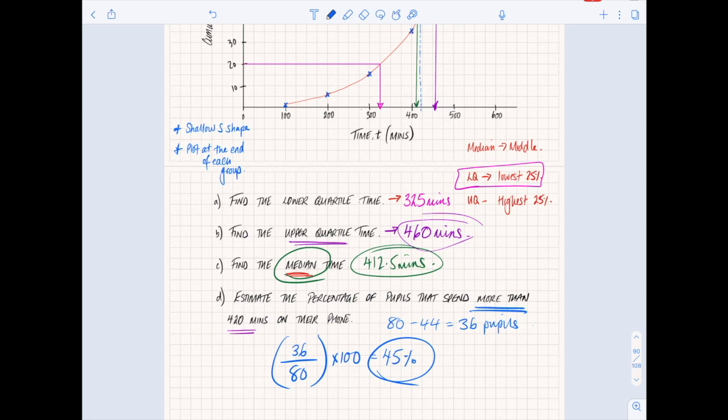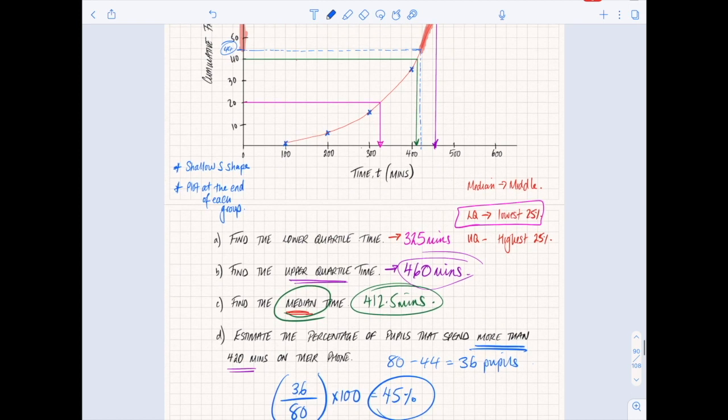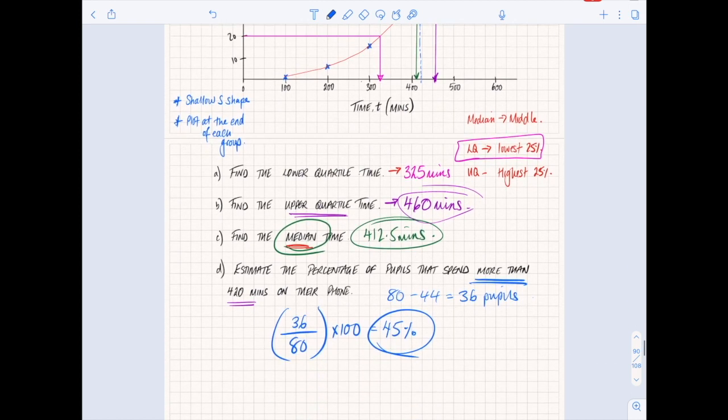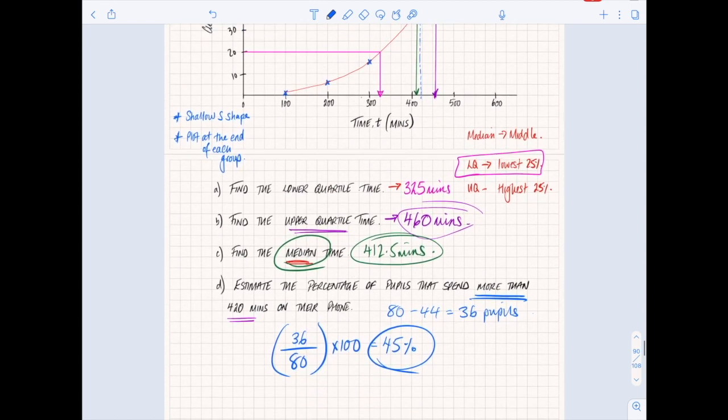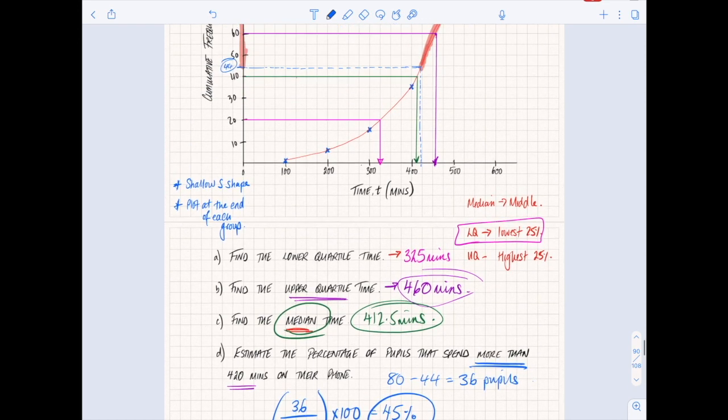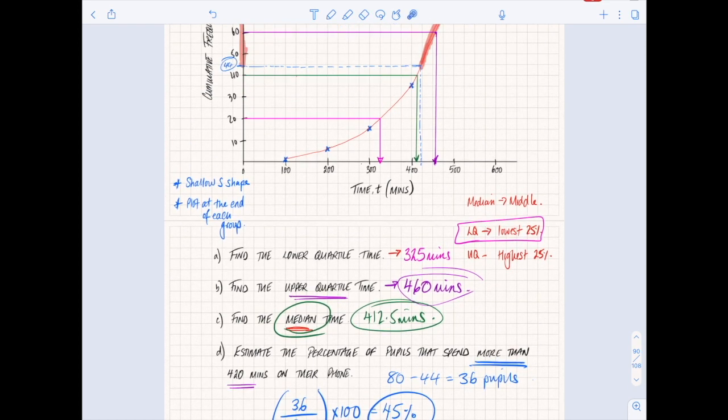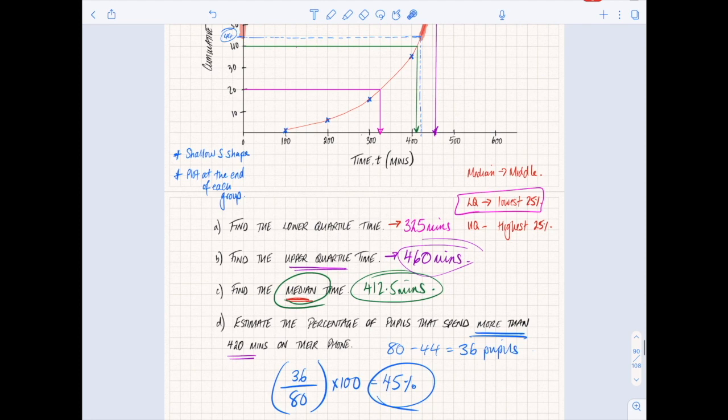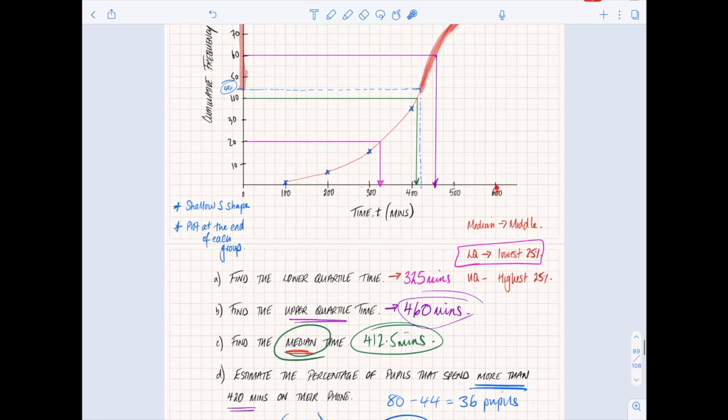If it asked me for how many spend less than 420 minutes, well, it would then be 44 pupils out of 80, times 100. So that's how you can use a cumulative frequency graph. What you could also do, if you have checked the box plot video, is use this information to plot a box plot, because we've got our lowest value, a lower quartile, a median, an upper quartile, and our maximum time here of 600 as well.